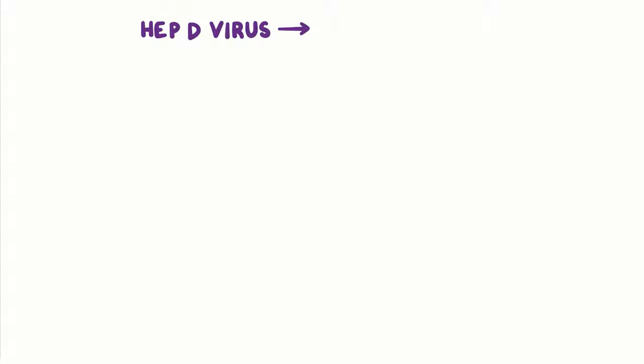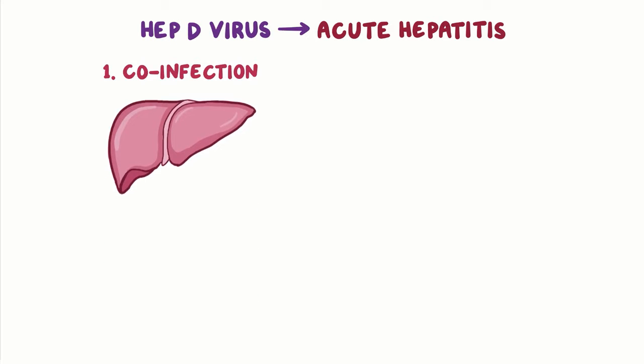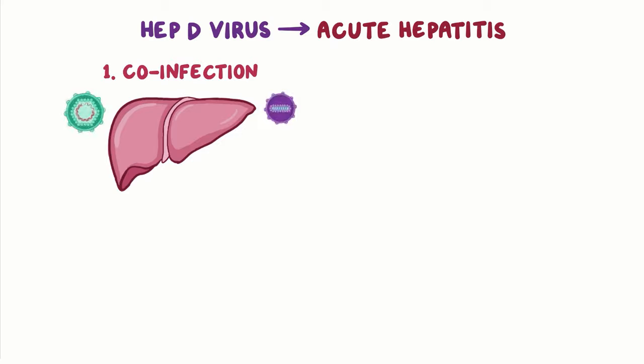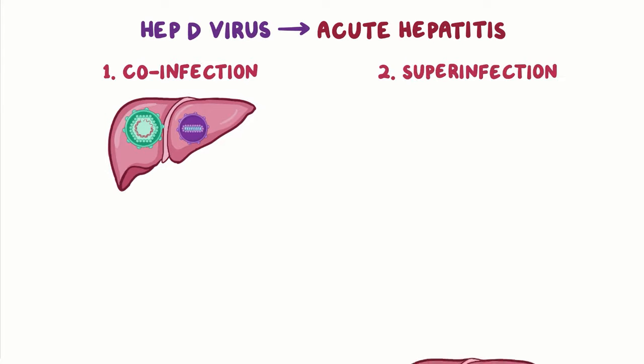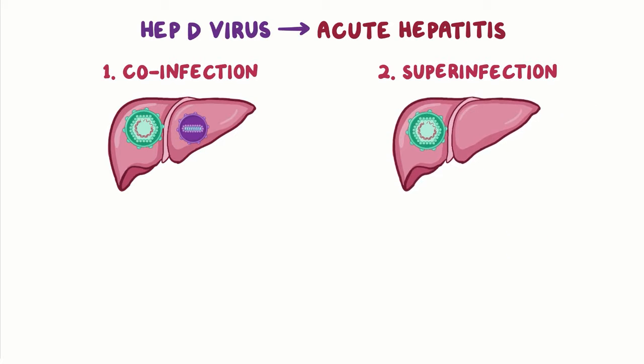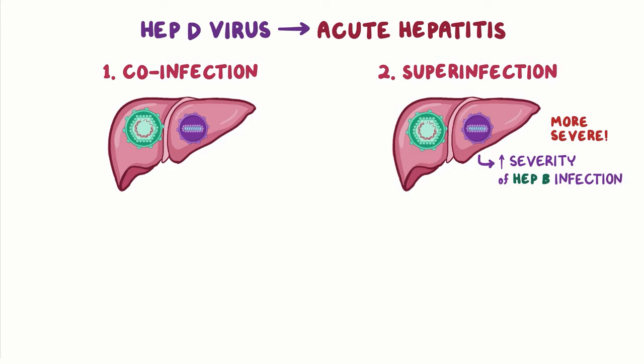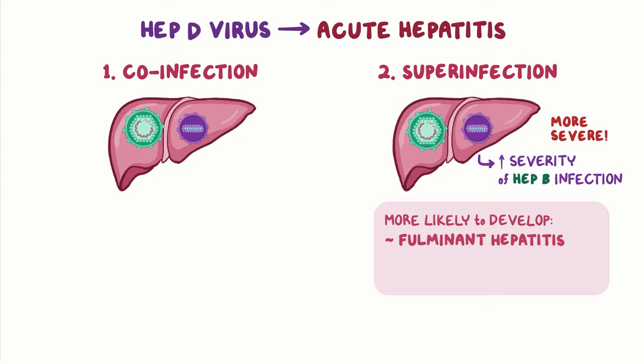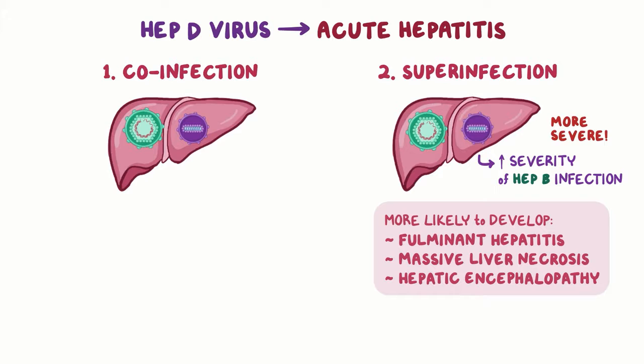Hep D virus causes acute hepatitis in one of two ways. First, there's co-infection with hep B, when the two viruses infect the liver at the same time. And second, there's superinfection, which is when hep D infects individuals with chronic hepatitis B, which is more severe. Hep D increases the severity of the hep B infection. These individuals are more likely to develop fulminant hepatitis, massive liver necrosis, and hepatic encephalopathy, when the brain function is affected.